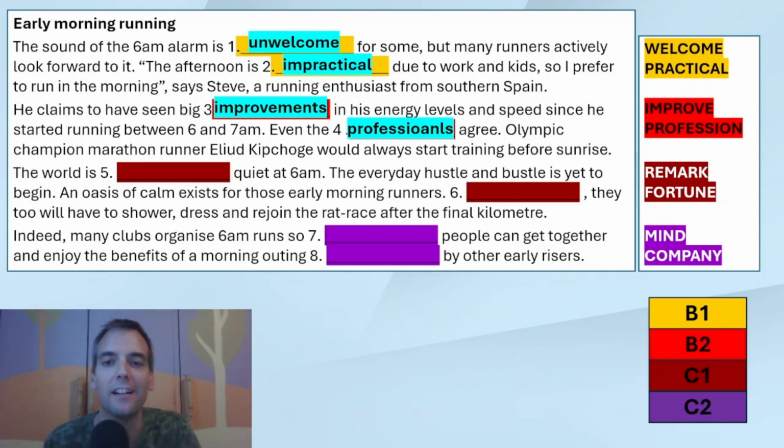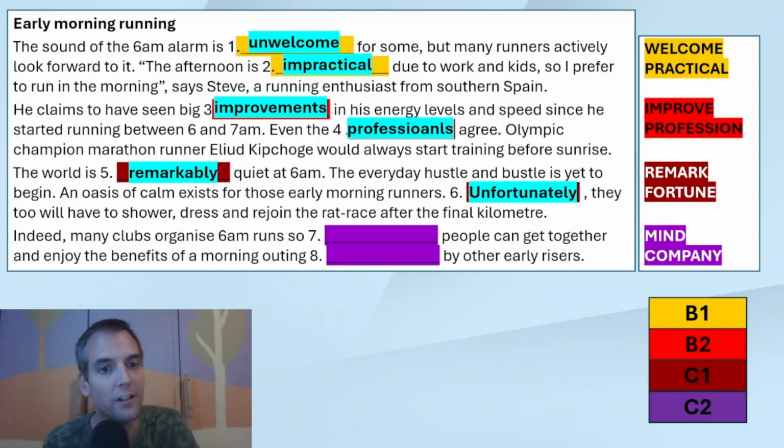They agree. This is third person plural. I've written professionals horribly there, but you get the answer. You know how to write professionals, don't you? -als. Sorry for my typo. Number 5, the world is remarkably quiet. That's an adverb. And number 6, unfortunately, after the run, you still have to go to work.